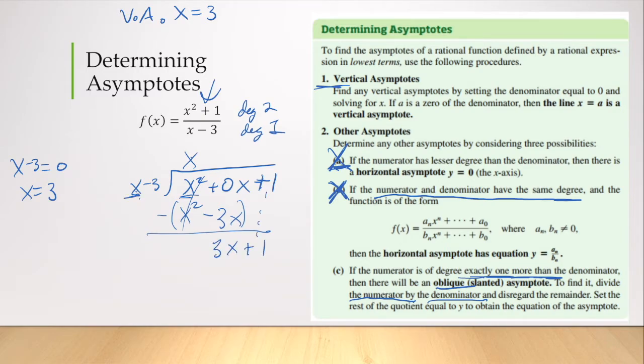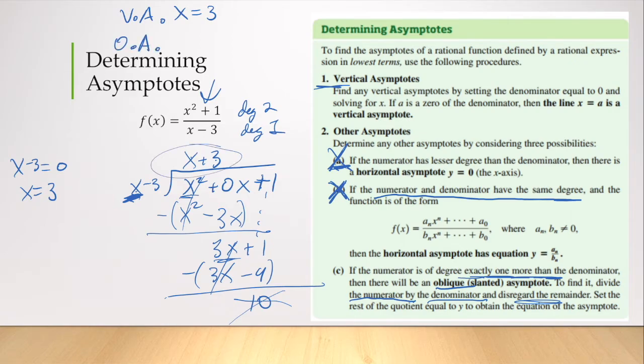What do I multiply x by to make it look like 3x? That's a 3. 3 times x is 3x. 3 times a negative 3 is negative 9. We subtract and we disregard the remainder. So I don't care about that 10. So my oblique asymptote is at the line, right? That's a linear equation. Its slope is 1. Its y-intercept is 3. y equals x plus 3.